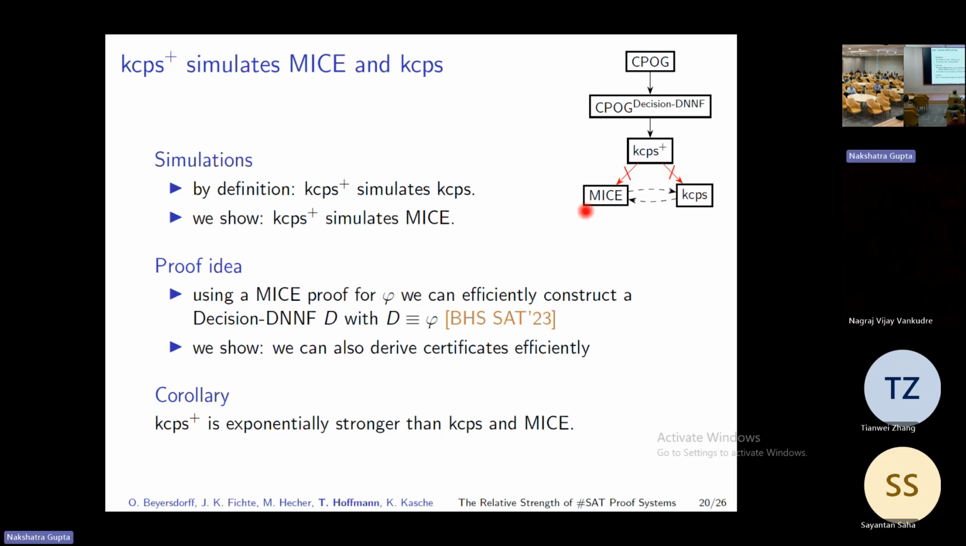And with these two simulations, we immediately also obtain the exponential separations here, because we know there is some formula, for instance, where mice is hard, but KCPS has short proofs. Then immediately we can obtain that KCPS plus also has short proofs because it simulates KCPS, and therefore we obtain a separation between KCPS plus and mice. And we can do the exact same thing for this separation here.